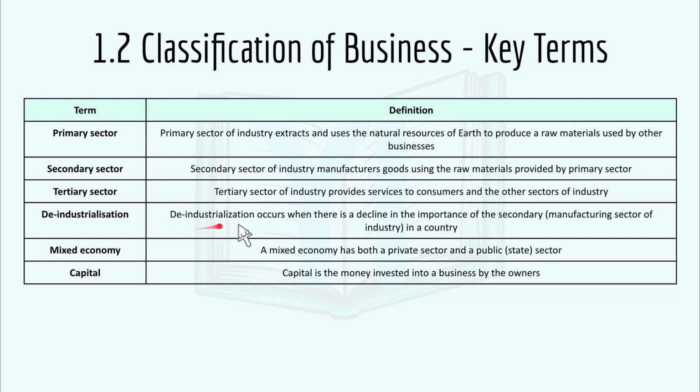Deindustrialization is when there's a decline in the importance of the secondary or the manufacturing sector of the industry in a country. And a mixed economy is where there is both private sector and the public or the state sector. And capital is the money invested into the business by the owners.